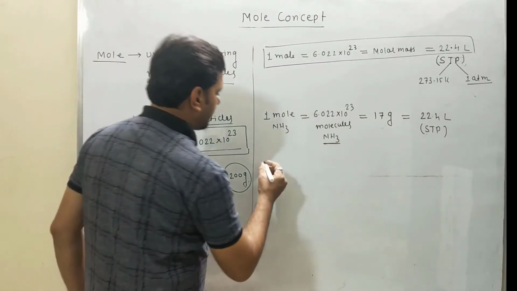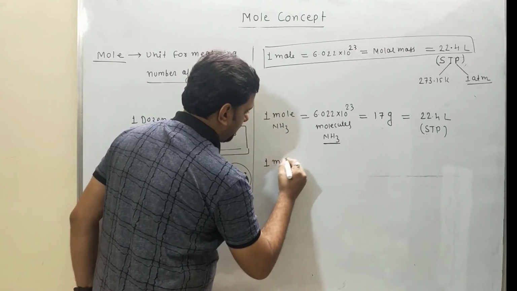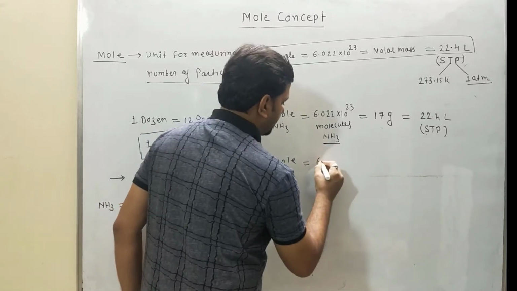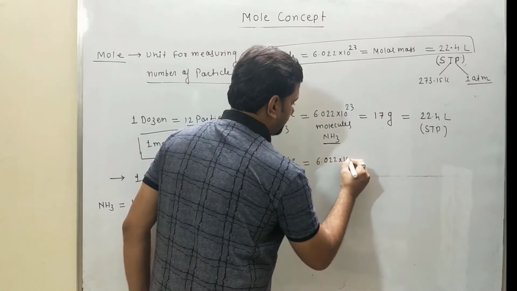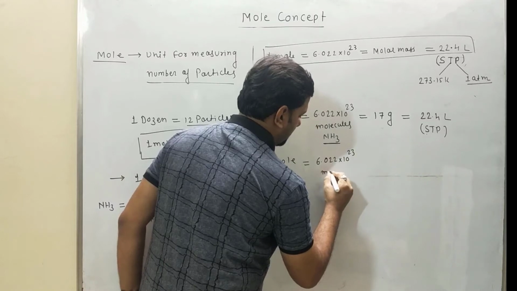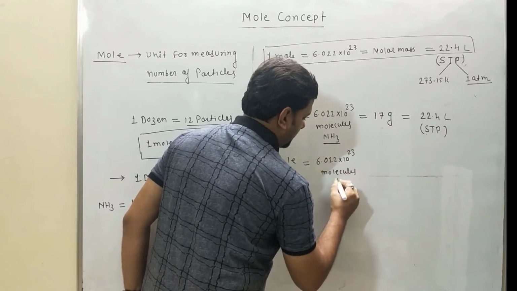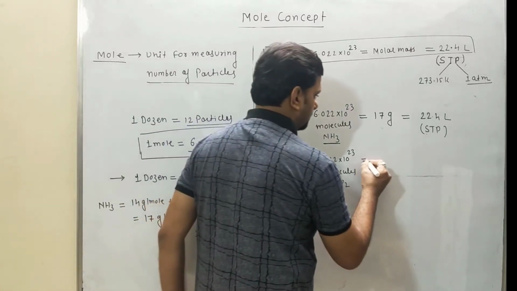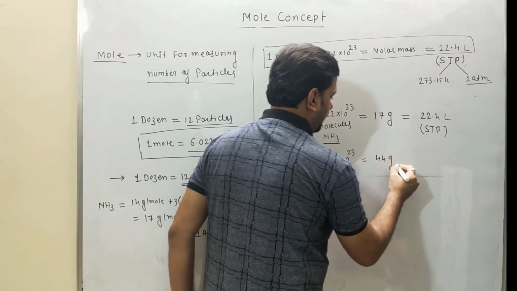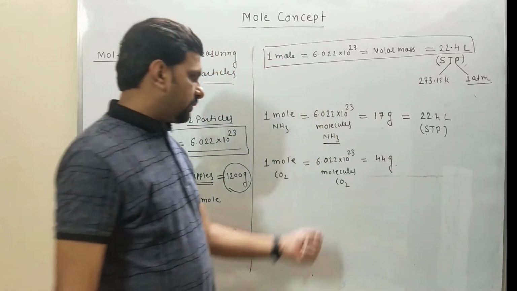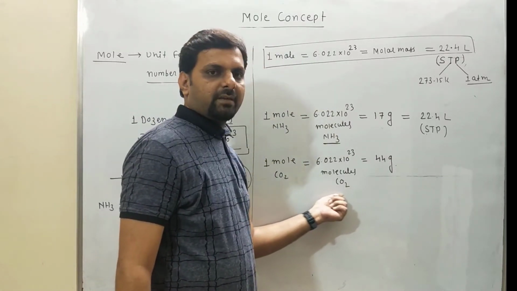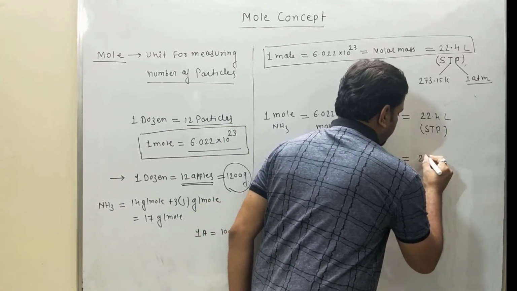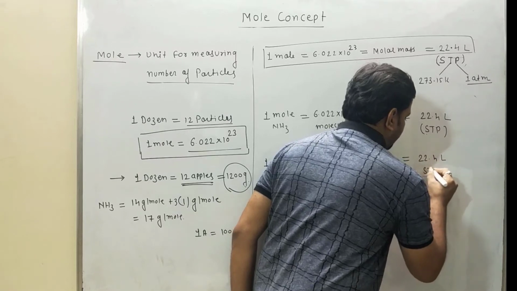Okay. Similarly, we can write 1 mole CO2 consists of 6.022 into 10 raised to 23 molecules of CO2. Now the molar mass of CO2 would be 44 gram. You can easily calculate the molar mass of CO2, and that is equal to 22.4 liter at STP.